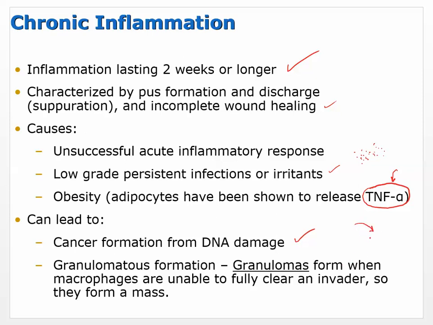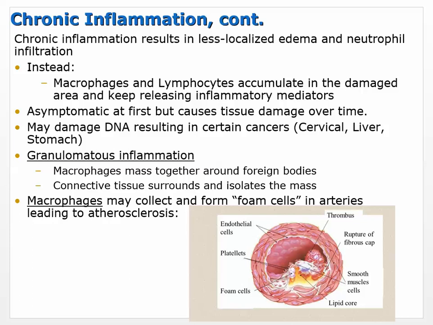Granulomatous formation. So a granuloma is when macrophages, and we'll talk more about this later on, but when macrophages go in, this is actually what also causes atherosclerosis, but macrophages go in to try to clear something and can't do it, and the macrophages will kind of collect, okay, and form a mass. Okay, so it could form caseous necrotic tissue. So we can call that a granuloma. So it can be walled off, and so it's when the macrophages are unable to fully clear an invader, so they form a mass.